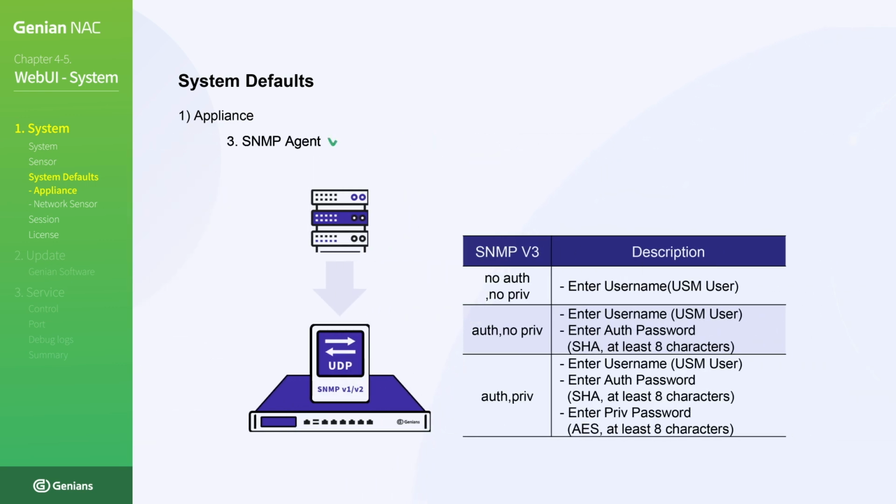The SNMP agent section is configured when collecting system information from NAC devices using SNMP from an external source. The supported SNMP version is 3, which provides 3 authentication methods. This feature is typically used to monitor system resources and operational status through an NMS.